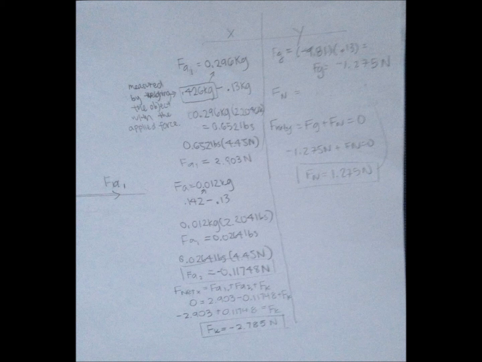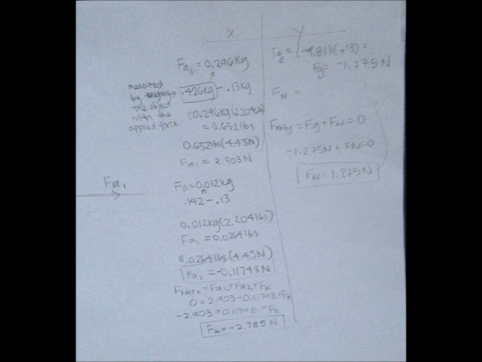We are able to calculate kinetic friction by solving the net force equation in the x direction. Because the object is moving at a constant velocity, we are able to add Fa1 plus Fa2 and kinetic friction and set them to 0. After plugging in our values for Fa1 and Fa2, we are able to find the value for friction, negative 2.785 newtons.